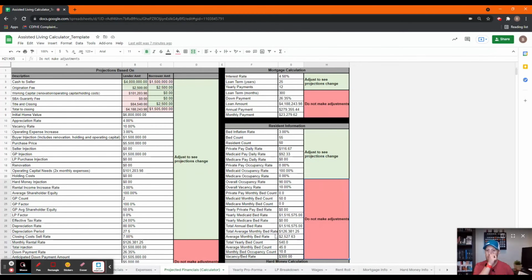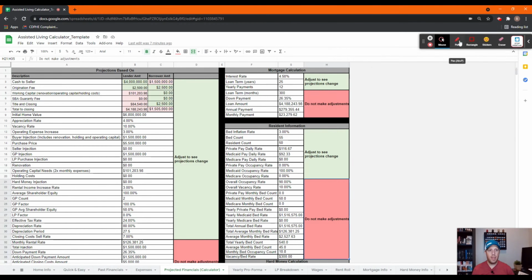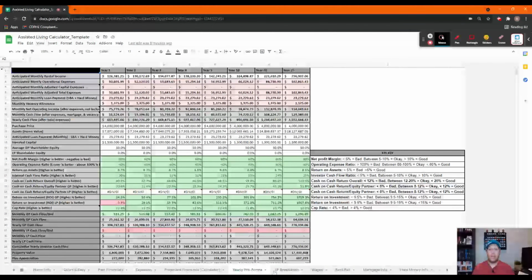So we're going to jump now into the tutorial. This is where we were at last time. We were on the tab that is looking at the calculator, the projected financials calculator. We went really in depth in that, so make sure you watch that video so you get a good solid understanding of the brains behind this calculator and how it works. Today we're going to jump into the yearly pro forma.